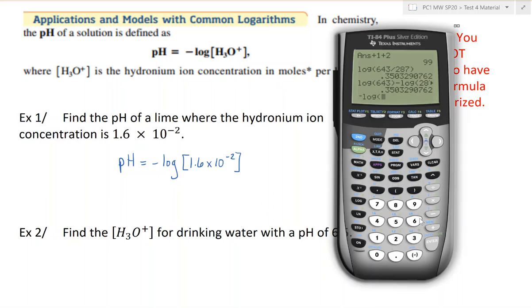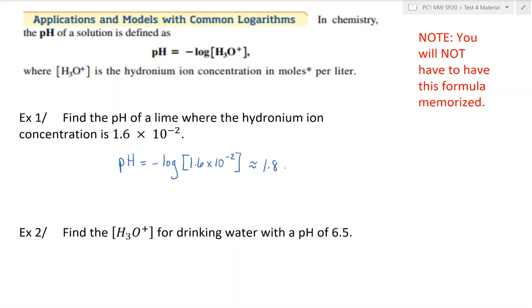So we can just put that directly into the calculator. Negative log of 1.6 times 10 to the -2, and close your argument for your log, and we get a pH of about 1.8. And that concentration again is in moles per liter.